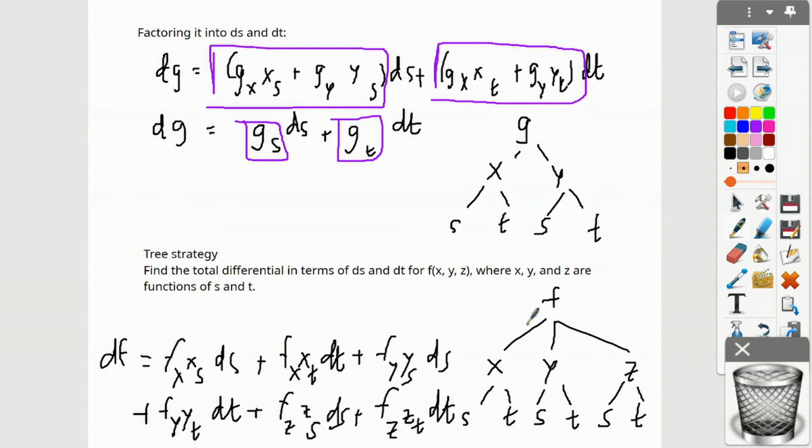And if you want to find f sub s, right? You just find all of the paths that it takes to go to s: f sub x, x sub s, f sub y, y sub s, f sub z, z sub s. That's the tree strategy.